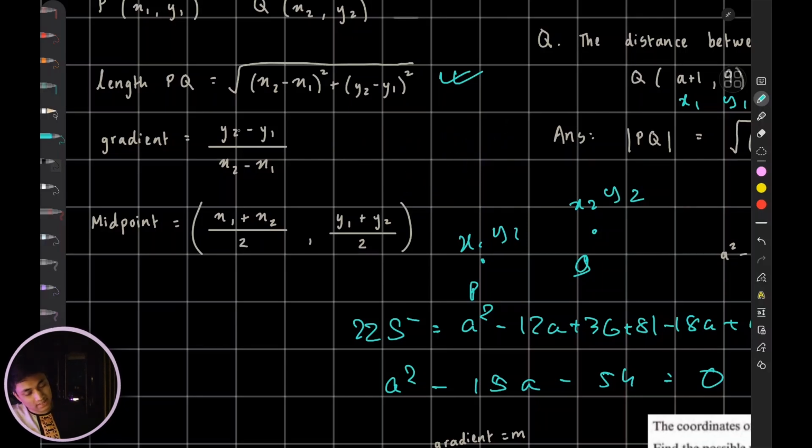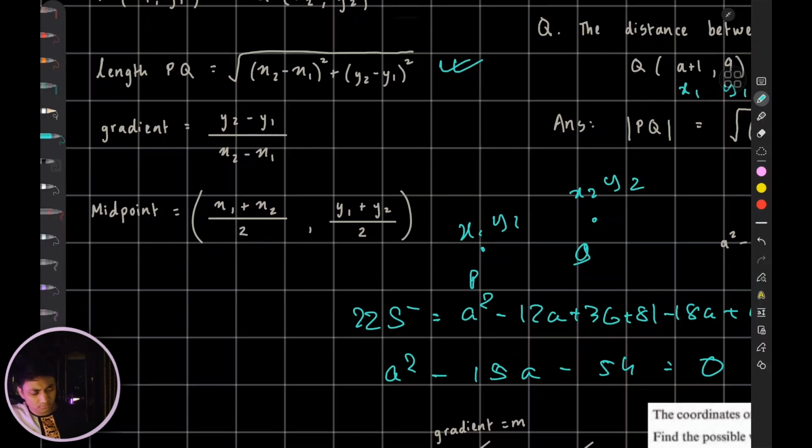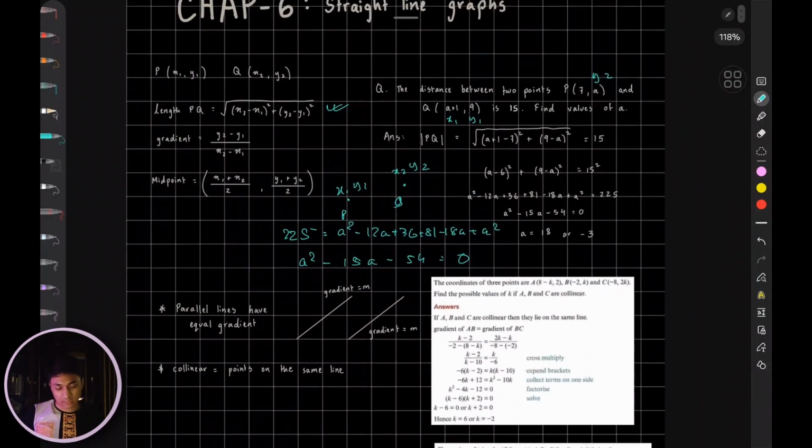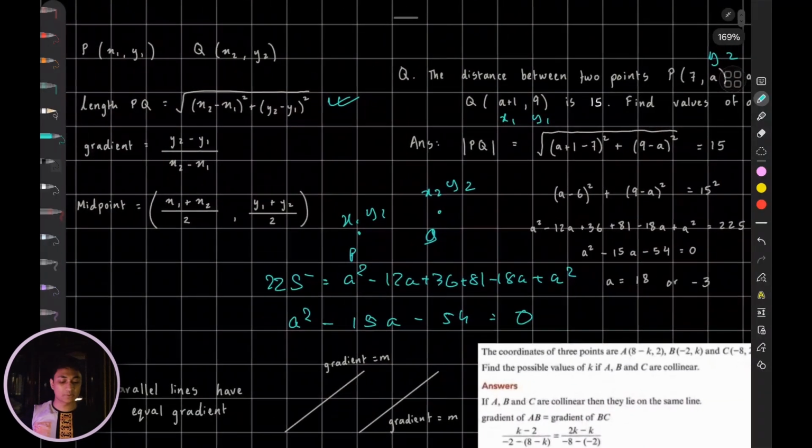So you're going to write it as y2 minus y1 divided by x2 minus x1. Final position minus your initial position, or you can write it as initial position minus final position. That is to say y1 minus y2 divided by x1 minus x2, whichever you're comfortable with. Doesn't matter. The last thing is finding the midpoint.